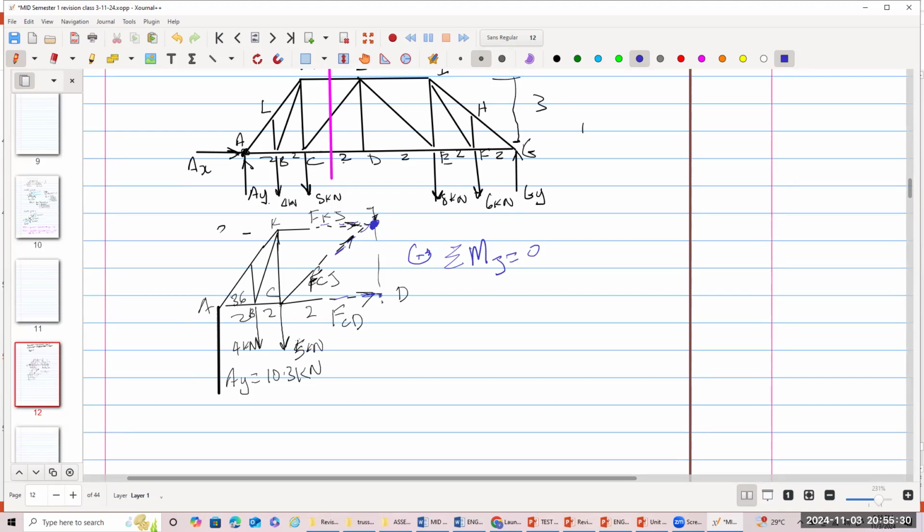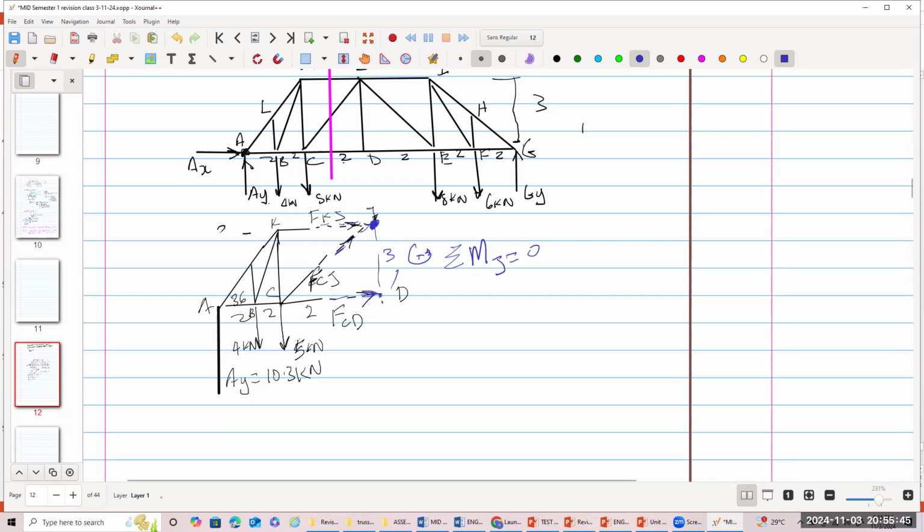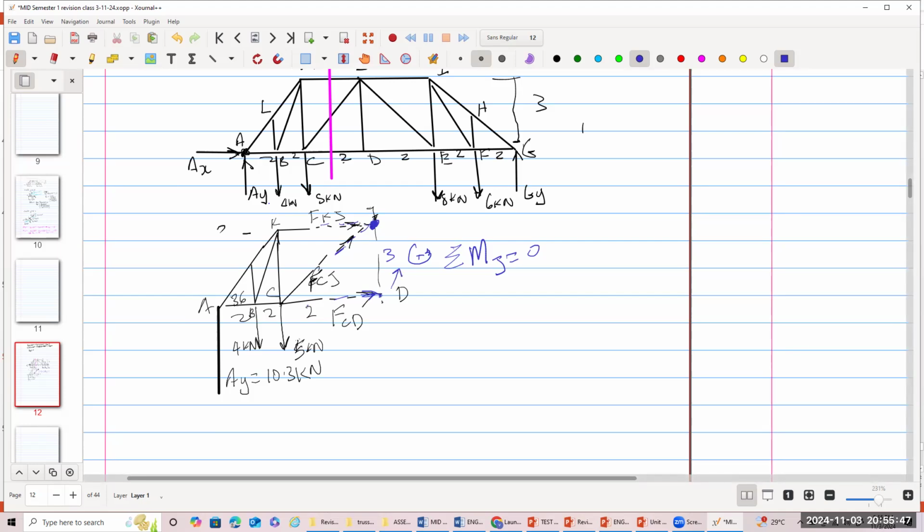CD force. Where is the perpendicular? We know that that is 3. We know that this is 2. The force is going that way, so the distance from J is 3. And it is going to turn it anti-clockwise. Can you see that it's going to turn it anti-clockwise? It's going that way. Can you see that? Yes, sir.